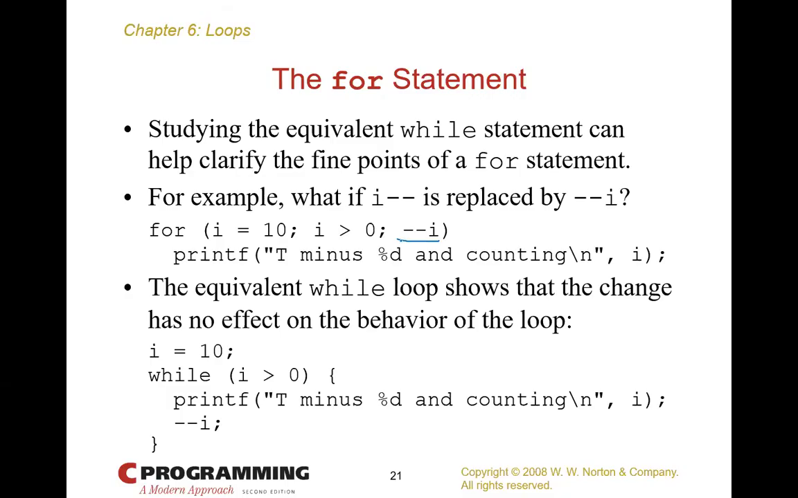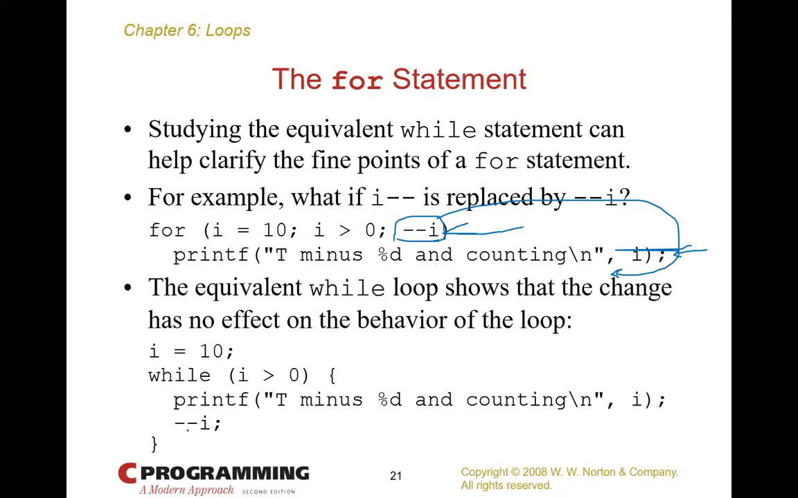Why? Because this line, though it looks above this line, it is not treated as if it is above the line. It is treated as if it is after this part. And that is why changing from i minus minus to minus minus i, which normally is different, makes no difference here. Minus minus i is pre-decrement. i minus minus is post-decrement. So swapping them would not make a difference, because if you rearrange it in a while approach, you will see that it's different.